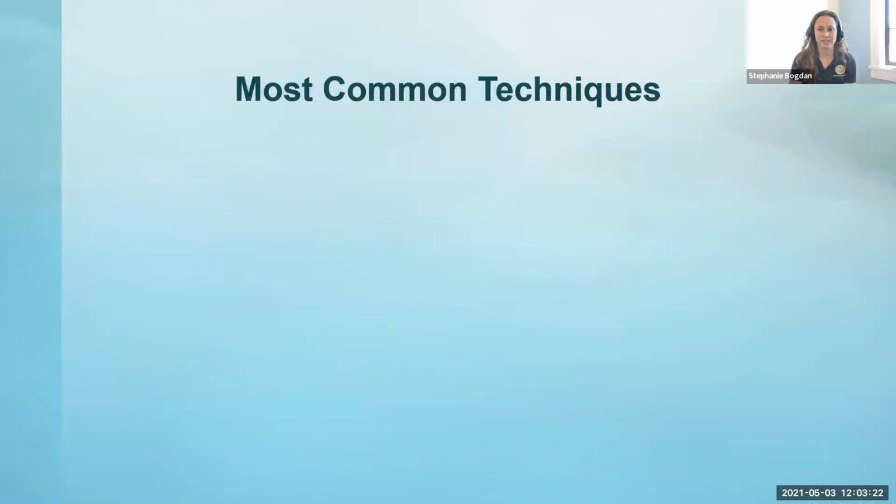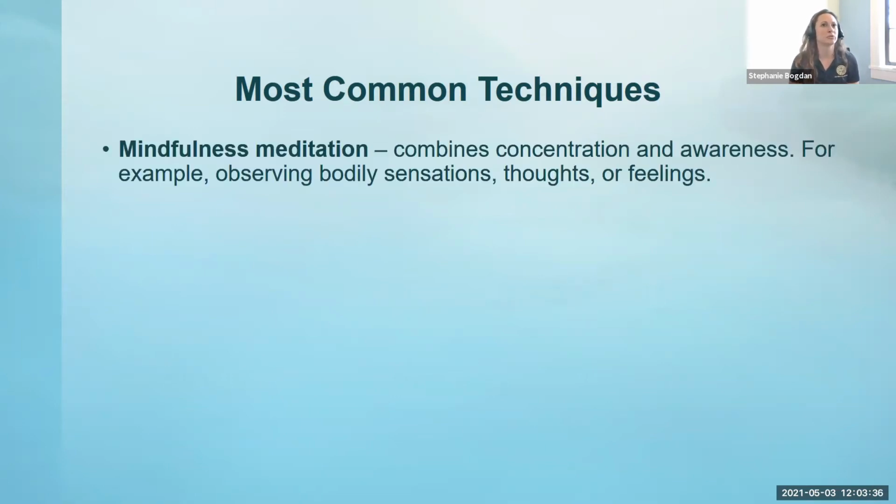So, most common techniques. Meditation is a practice. If you think about the image of someone meditating, eyes are closed, they're still. So what exactly are they doing? Well, they're doing one of these many techniques that I'm going to review with you. The most common technique is mindfulness meditation, and that combines concentration and awareness. We will go through a little bit of a mindfulness meditation at the end of this presentation today. For example, a mindfulness meditation could be sitting quietly and observing your body, observing sensations, observing your thoughts, your breath, or your feelings.